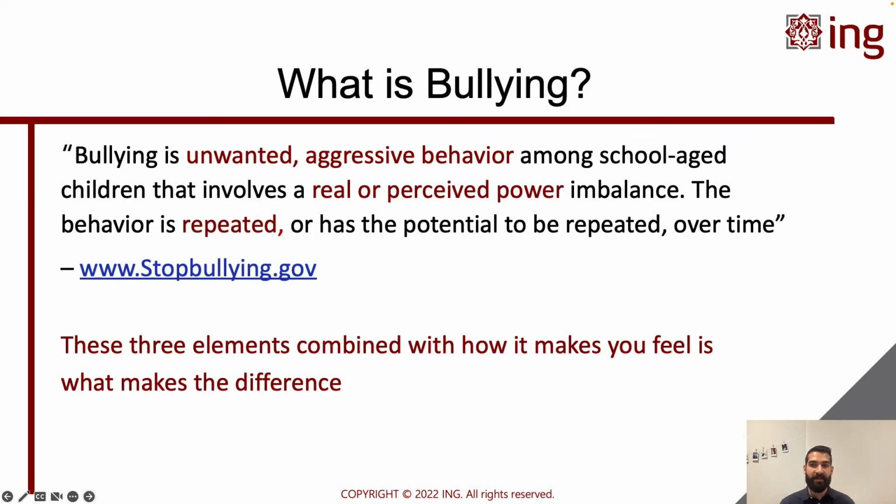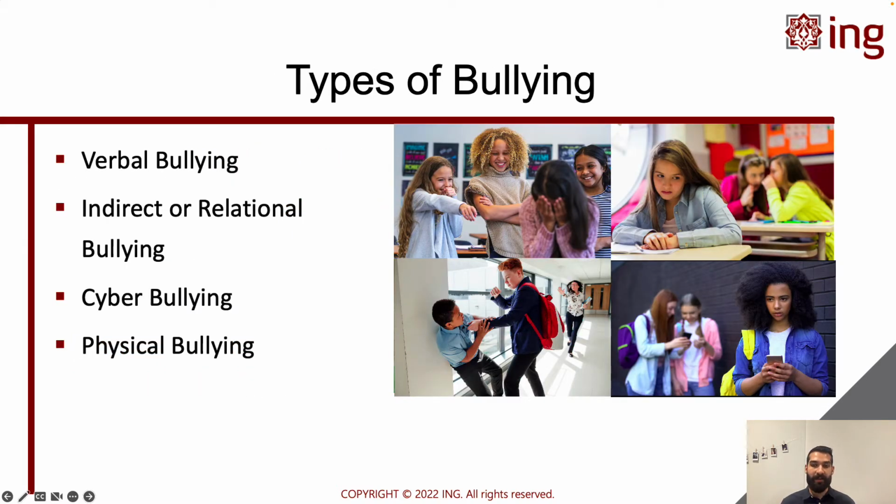Let's begin by defining what bullying is. While there are many different definitions of bullying, according to stopbullying.gov, a federal government website managed by the U.S. Department of Health and Human Services, bullying is unwanted, aggressive behavior among school-aged children that involves a real or perceived power imbalance. The behavior is repeated or has the potential to be repeated over time. These three elements, combined with how it makes you feel, is what makes it bullying versus some other less serious but equally harmful behavior.